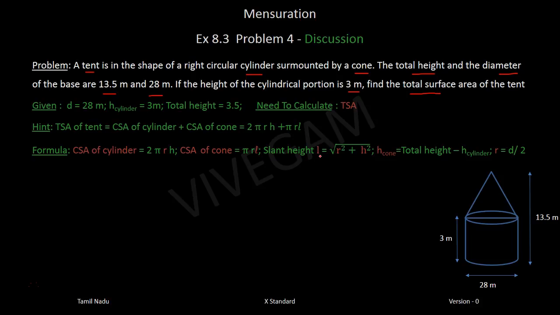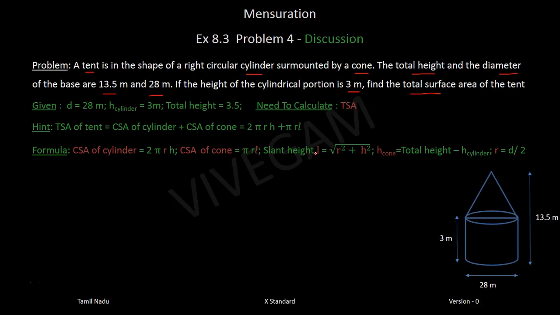And slant height is given by L equal to square root of R square plus H square. Okay, so this again is not possible to calculate because we don't know the height of the cone. Then height of the cone is given by total height minus height of the cylinder. This is the total height, and the height of the cylinder is given. So total height minus height of the cylinder will give you the height of the cone. And the radius is the diameter divided by 2. So using these two, we will be able to calculate the radius of the cone as well as the cylinder and the height of the cone.